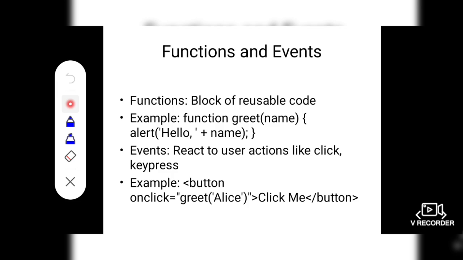Events are actions that occur in the browser, like clicking, typing or loading. Some common HTML events are onclick. Onclick is nothing but when the user clicks. When the user clicks, that is called an event. Clicking is an event, right? And you have onload, when the page finishes loading. Onsubmit, when a form is submitted. Like that there are some HTML events.